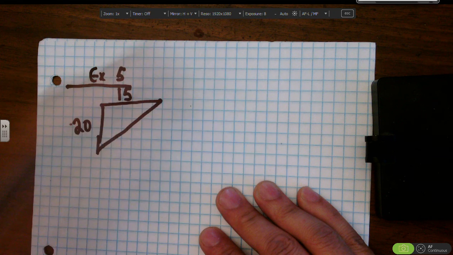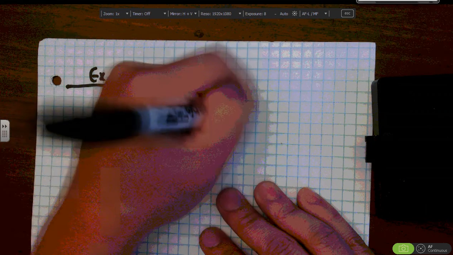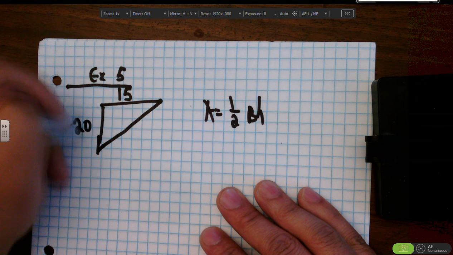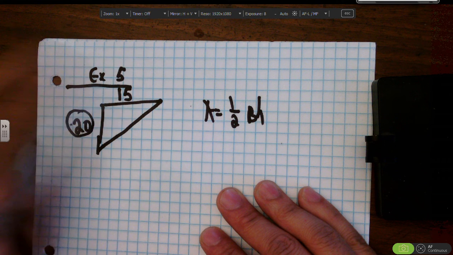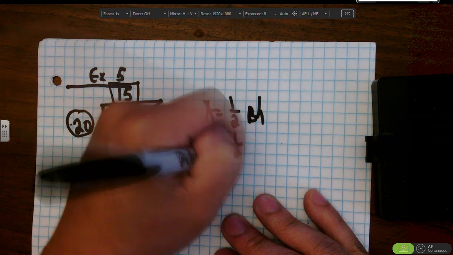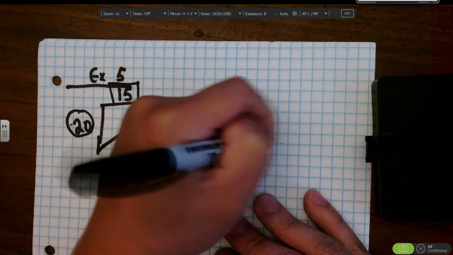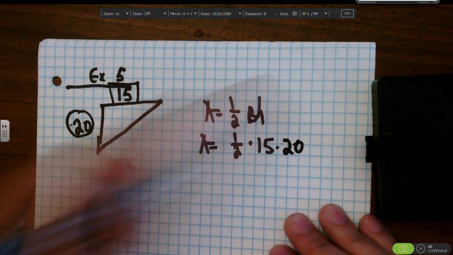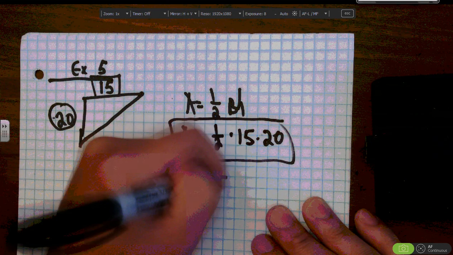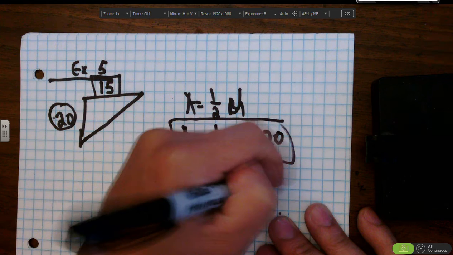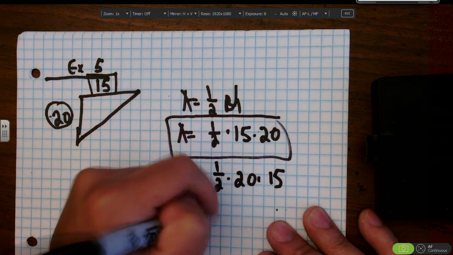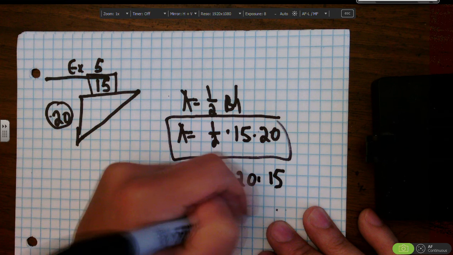So we do area equals half the base times height. I want you guys to understand that this is still the height, even though it's kind of slanted, and this is still considered the base. So area equals half of 15 times 20. Using one of our fancy properties, I'll rearrange it, and I'll do half of 20 times 15. So now half of 20 gets me 10, and I have 10 times 15.